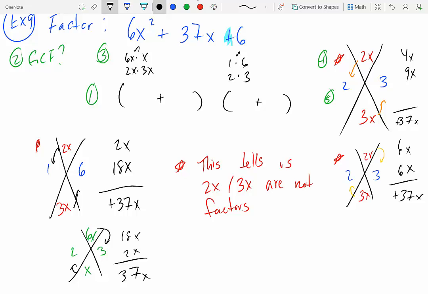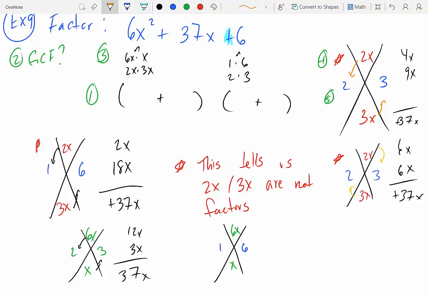So how about we change it and go left. So if we go left, we get 12x and 3x. That doesn't give us it. So we can't use 2 and 3. Let's try 1 and 6. So we have 6x and x. 2 and 3 doesn't work. So let's use 1 and 6.